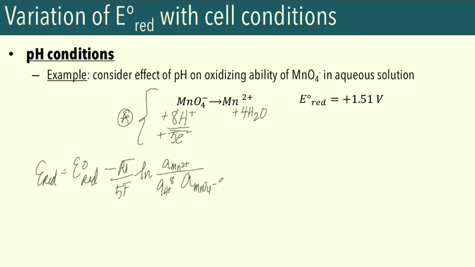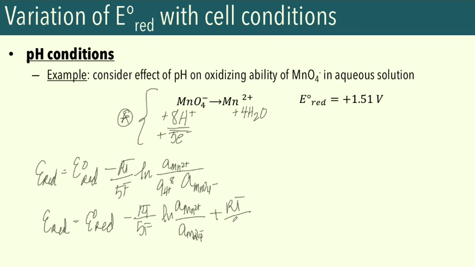If we isolate the activity of our H plus ions, this will be written as reduction potential is equal to standard reduction potential minus RT over 5F ln of the activity of our manganese ions over the activity of our permanganate, plus RT over 5F Ln activity of H plus ions raised to 8.